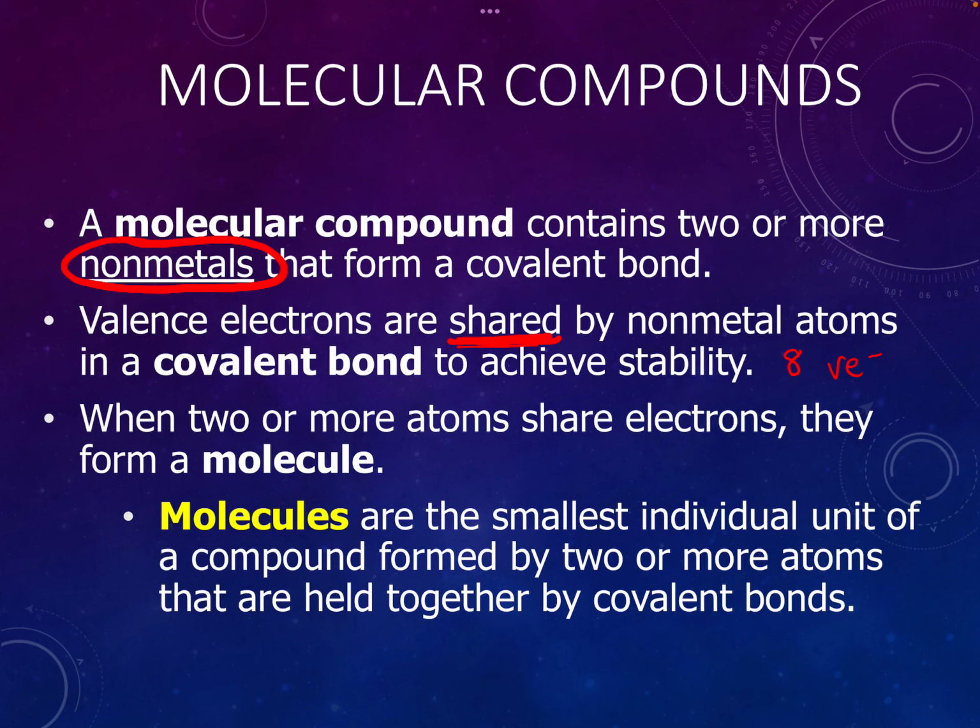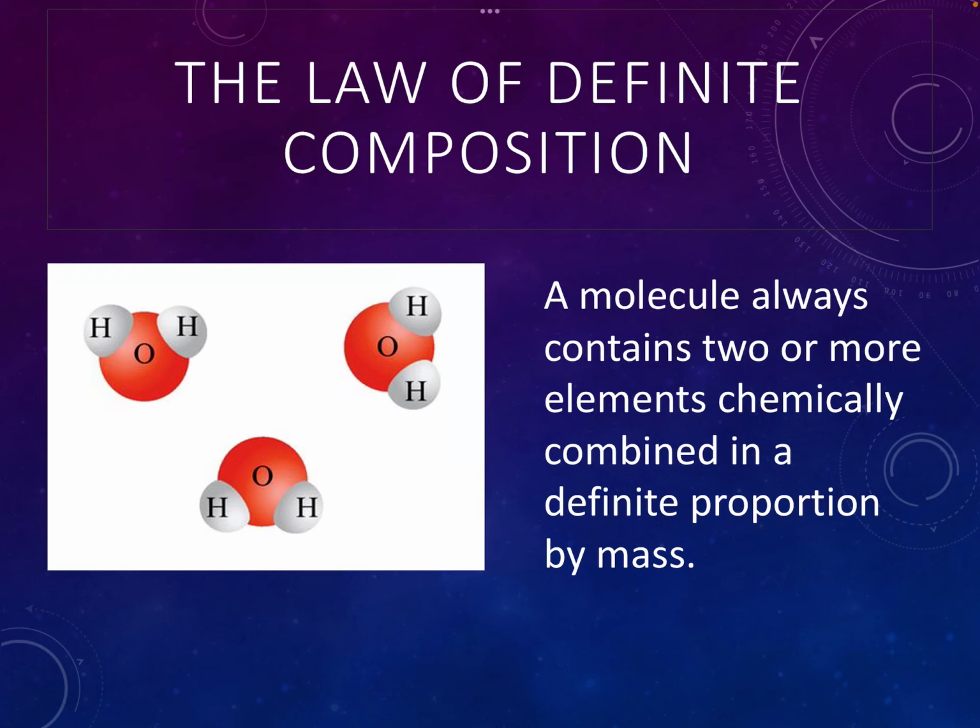Okay? When two or more atoms share electrons in these covalent bonds, they form a molecule. Molecules are the smallest individual unit of a compound that's formed by two or more atoms. So this would be like H2O, right? That would be a water molecule. And usually we use this term molecule for things that are covalently bonded, so things that are made of all nonmetals. We don't usually use this term for things that are ionically bonded. Instead, we call those formula units. So this term molecule is typically used for things that are covalently bonded.